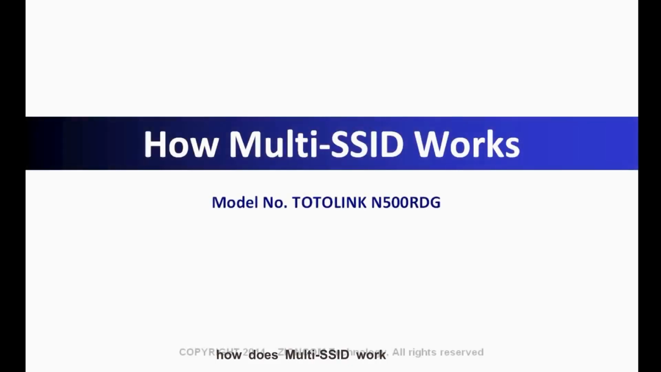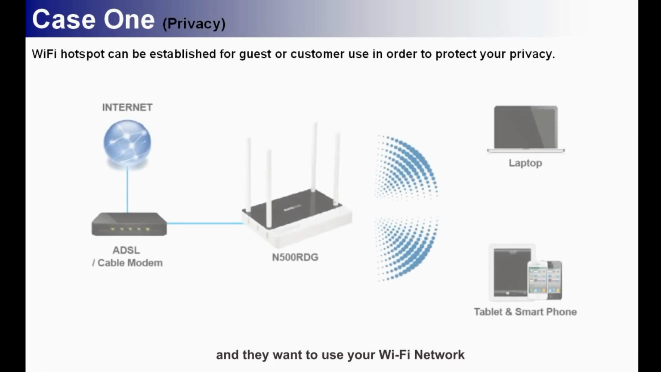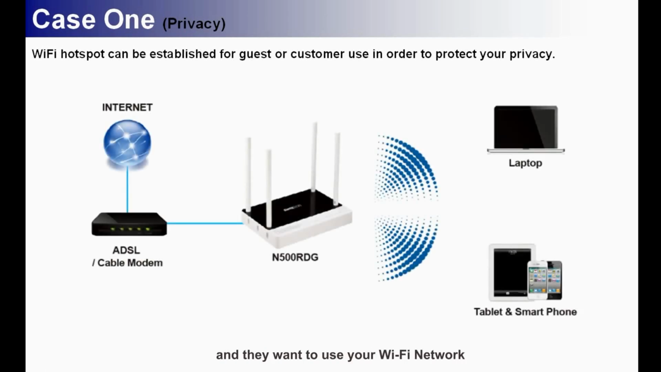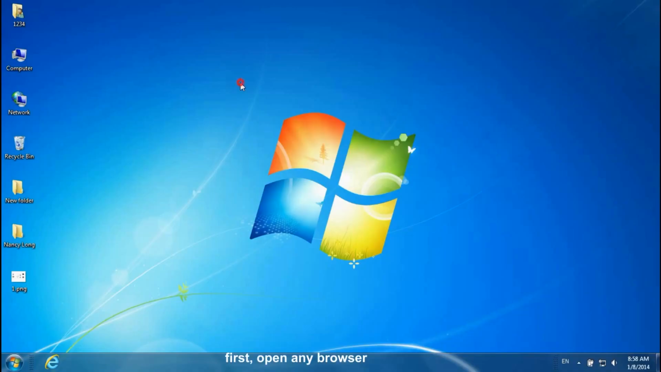How does multi-SSID work? For example, you always have visitors come over and they want to use your Wi-Fi network. Considering the privacy, you can set 2 SSIDs on a router, one for your own use, another for guests. Now, follow the operations below to set up the router.